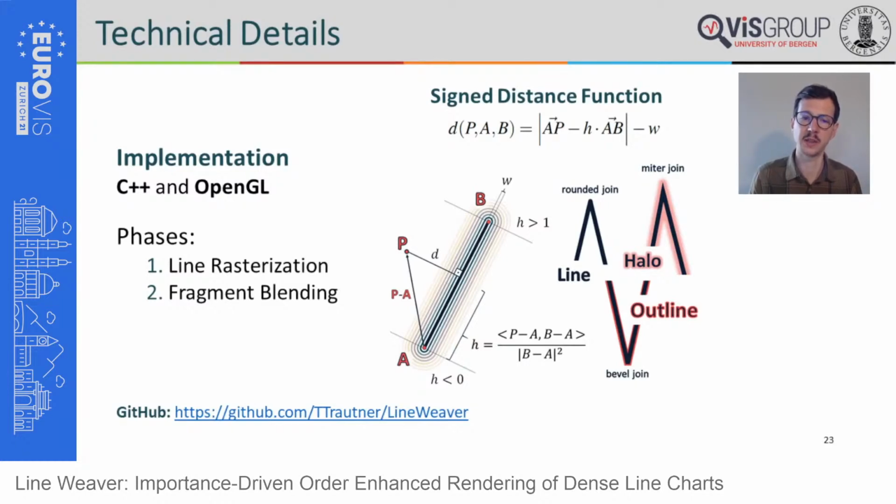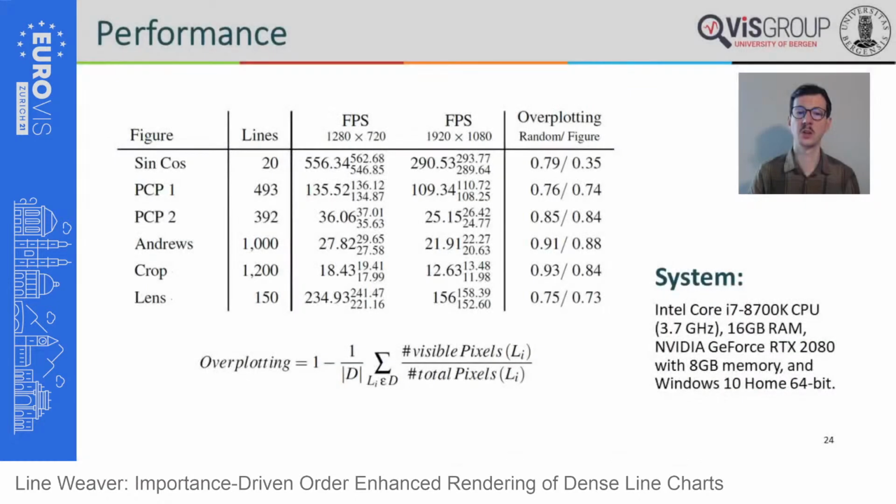It consists of 2 phases. During line rasterization, we upload the x and y coordinate and the importance per tuple to the GPU. Based on the desired line thickness, we construct a triangle strip that allows us to interpret each line using a signed distance function. Together with the importance value, each contribution is then added to a per pixel linked list. During fragment blending, we sort the linked list based on importance and then use the blending operator to determine the final pixel color. To evaluate our technique, we additionally conducted performance measurements.